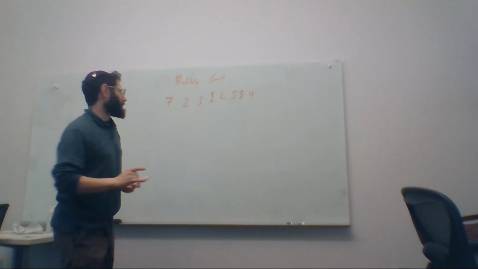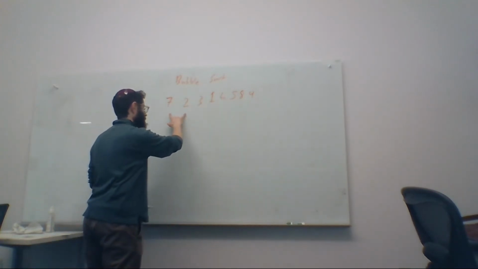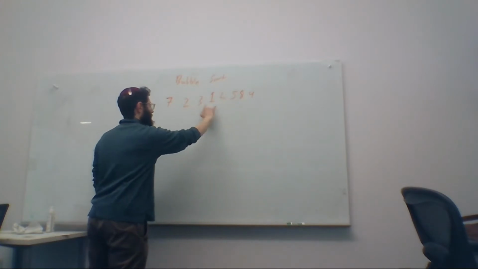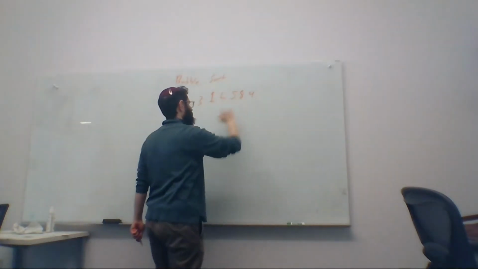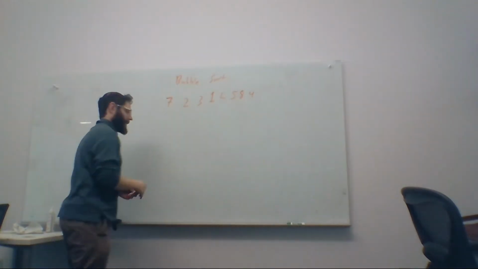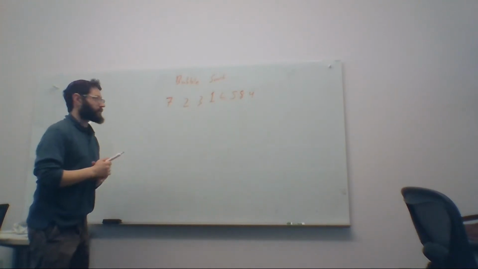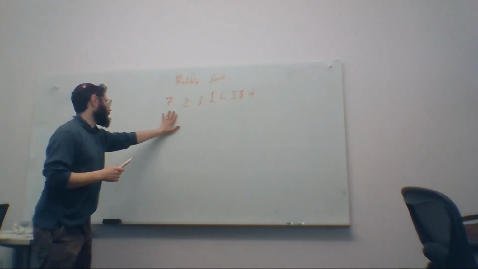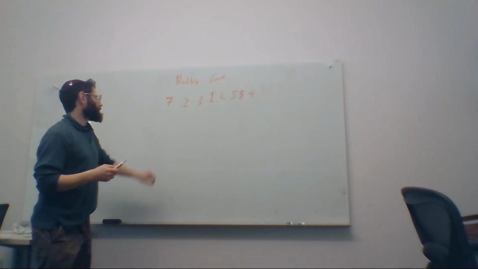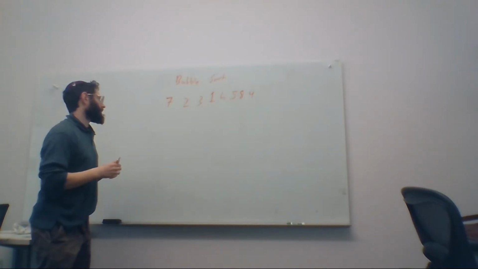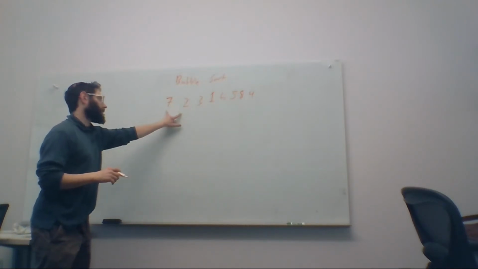So what we do is that we look at pairs of items. So we look at 7 and 2. Then we'll look at this pair, then this pair, and this pair, and this pair, and this pair, and this pair. Okay. So there's 8 items, so there's 7 pairs. So we're going to do basically a loop to iterate through all the pairs. So let's go ahead and just look at the pairs.